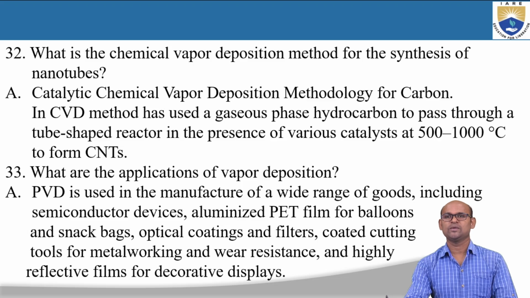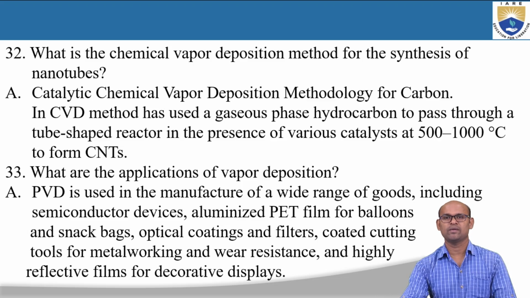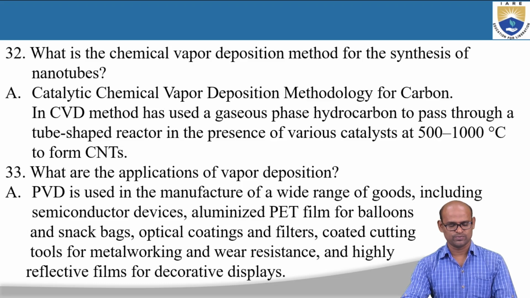What is a chemical vapor deposition method for the synthesis of nanotubes? Catalytic chemical vapor deposition methodology for carbon. In the CVD method, a gaseous phase hydrocarbon is passed through a tube-shaped reactor in the presence of various catalysts at 500 to 1000 degrees to form carbon nanotubes.